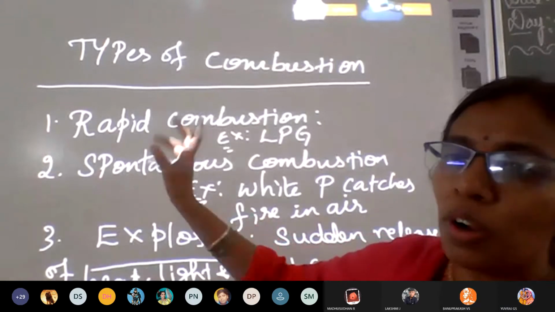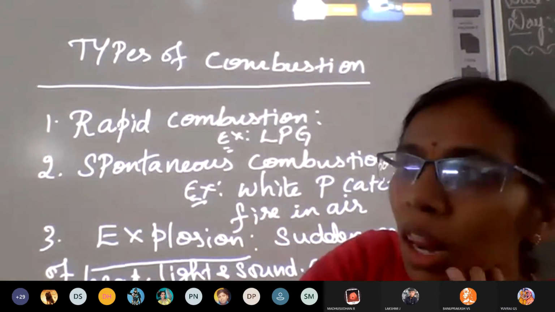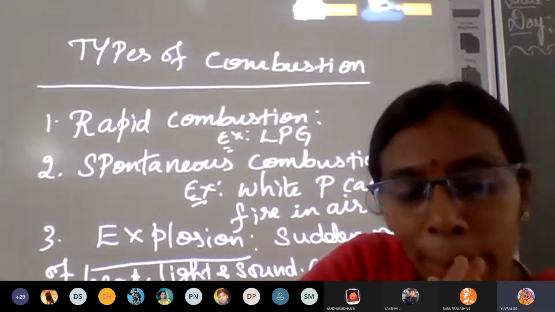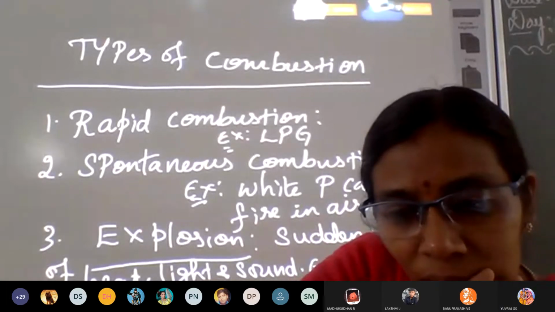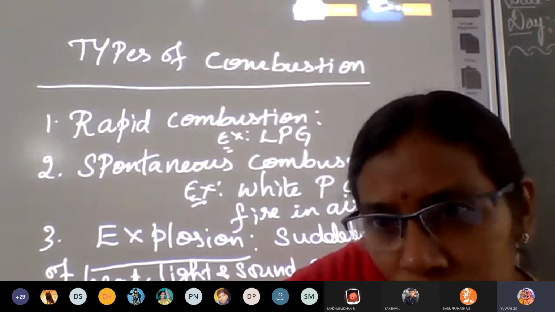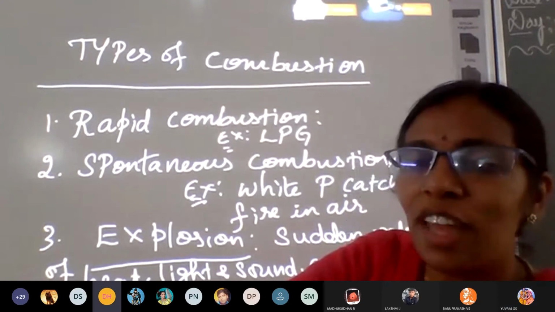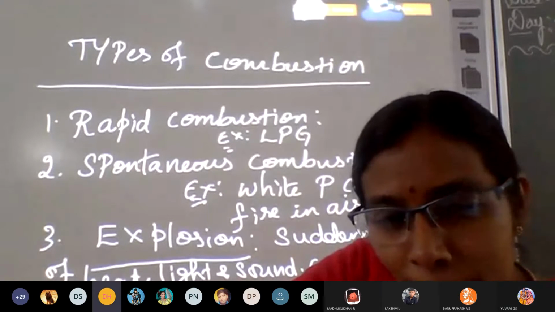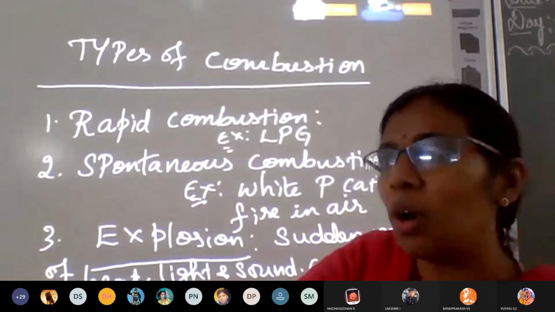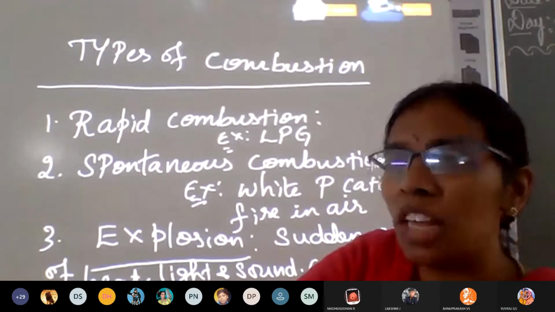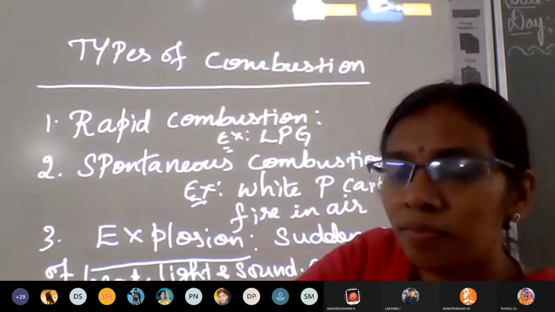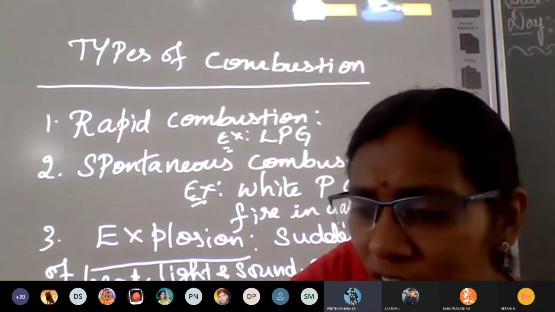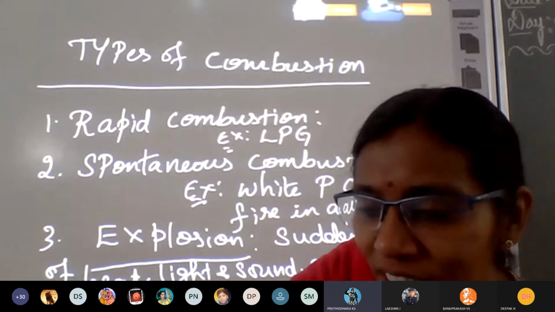Spontaneous combustion, children. Can you give an example? Forest fire. Very good. Who gave this example? Deepak. Deepak, very good. Claps to you. How does forest fire happen spontaneously? Because of sun and air. Automatically. Dry grasses catch fire.